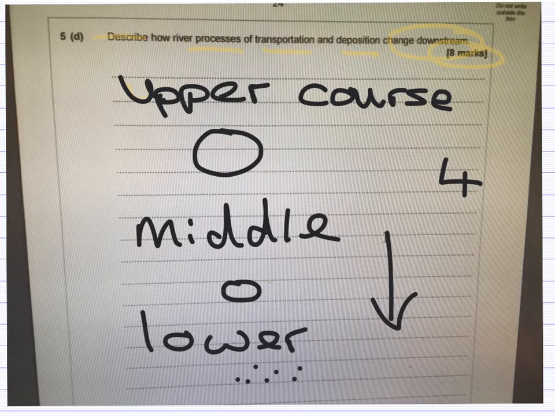Okay, be careful, do not talk about erosion, and do it in sequence. Remember, linked statements, maybe have 3 little paragraphs for upper course, middle course, and then lower course. I want you to have a go at completing those questions now, please.